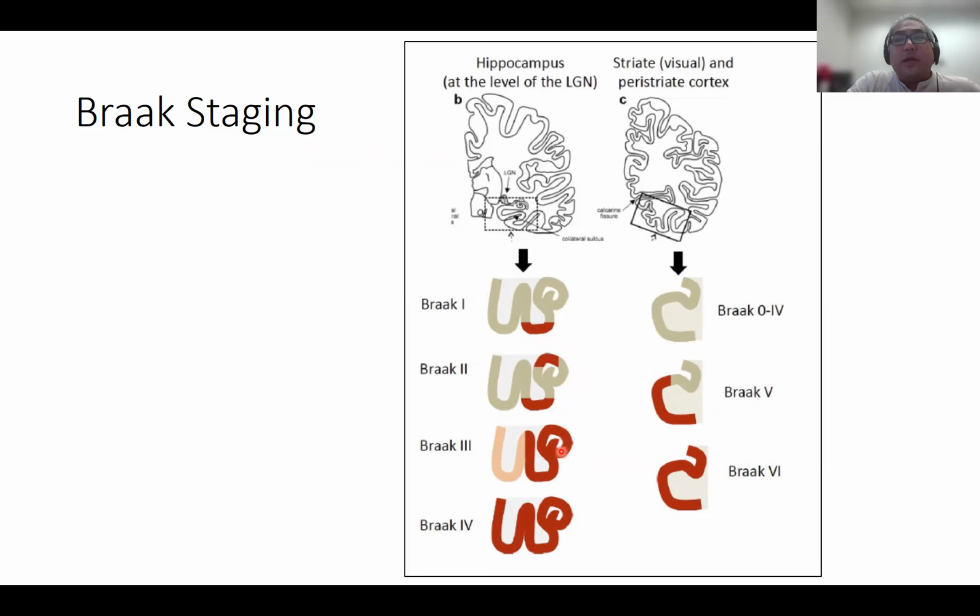Braak 3 is when both the hippocampus and the parahippocampal gyrus are involved. You could have a little bit of involvement beyond the collateral sulcus into the temporal neocortex, but it's mainly centered in the hippocampus and parahippocampal gyrus. And then Braak 4, this whole section should be pretty much involved.